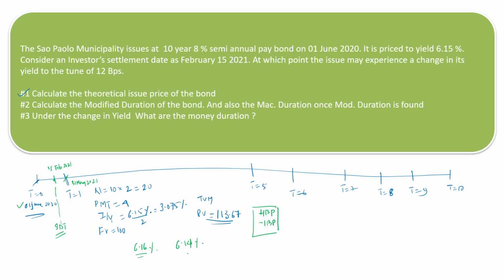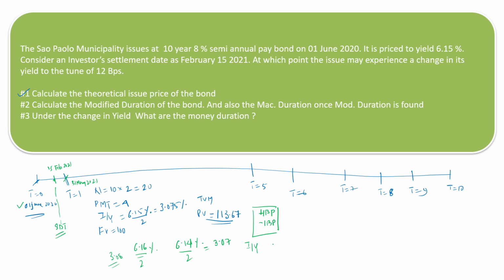Okay, so obviously since it's a semi-annual period, you have to divide it by 2 for each period's interest rate. So this comes out to be 3.07, and this comes out to be 3.08. All that you have to do in your calculator is input the IYY function twice, one taking the value of 3.07 and the other taking the value of 3.08.